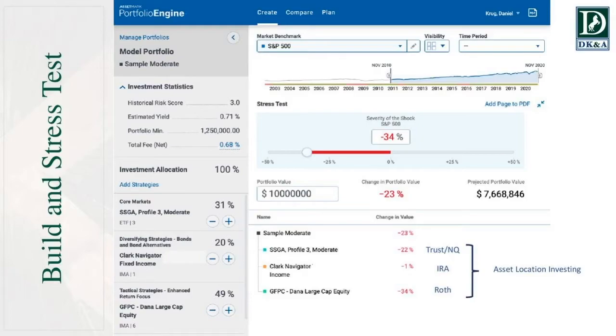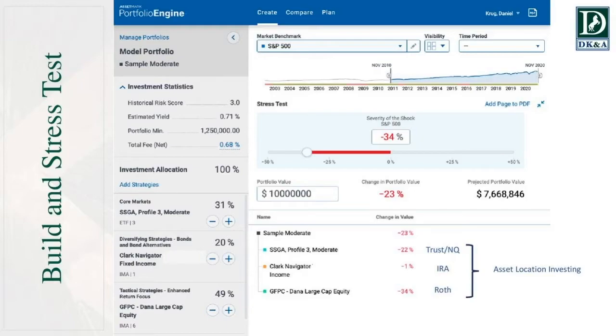Now the third account, we're actually going to make this one more aggressive. This is the Roth account. This is the tax-free money. This is the money we want to grow as fast as we can get it to grow. So this is what we call asset location investing.